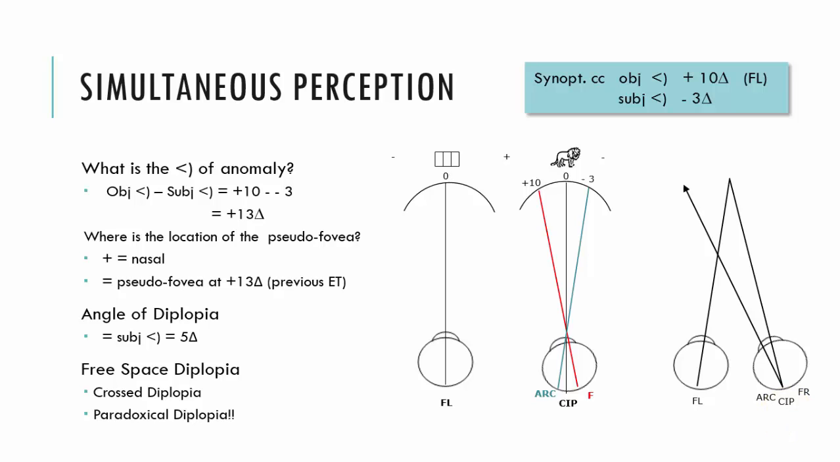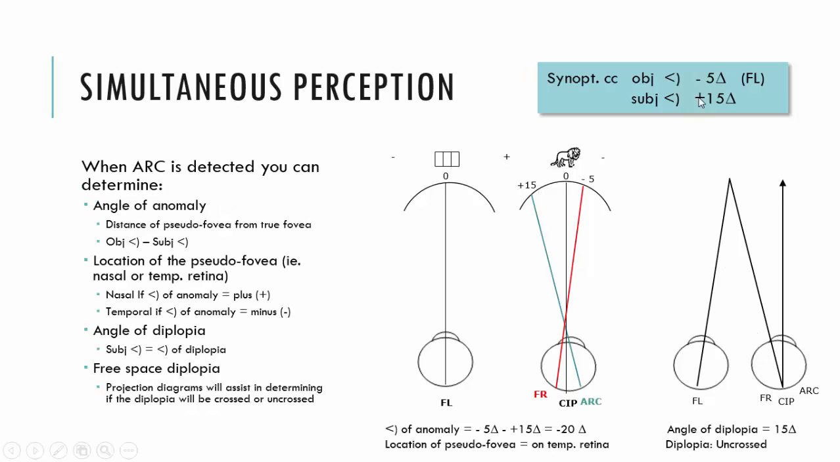Finally, if we go back to the previous example, we'll find that that patient also had paradoxical diplopia. If we take a look at this patient, the objective angle is -5 prism diopters, which means they have an exodeviation, but the patient is experiencing uncrossed diplopia. So again, we have paradoxical diplopia where the deviation is an exo, so we're expecting crossed diplopia, but the diplopia of the patient is uncrossed.